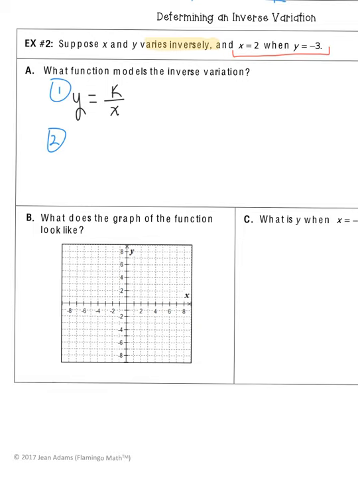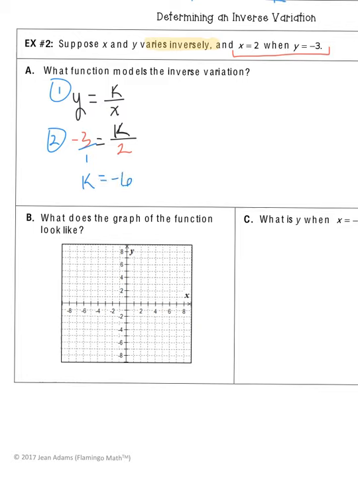Either way, it doesn't matter. So for my y, I've got -3, and that equals k over my x, which is 2. So if I'm to solve for k, this happens to be a proportion, so I'm going to cross multiply and solve. I get a value: k is equal to -6.